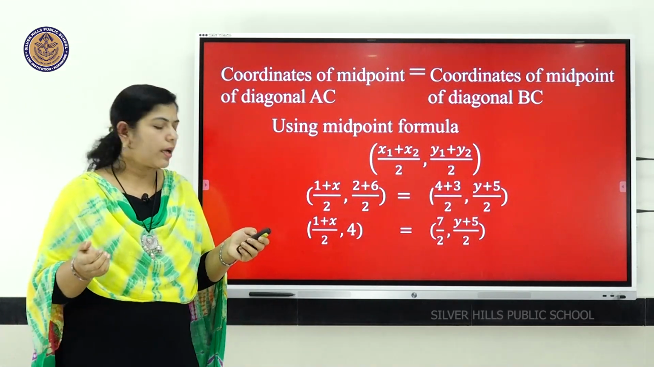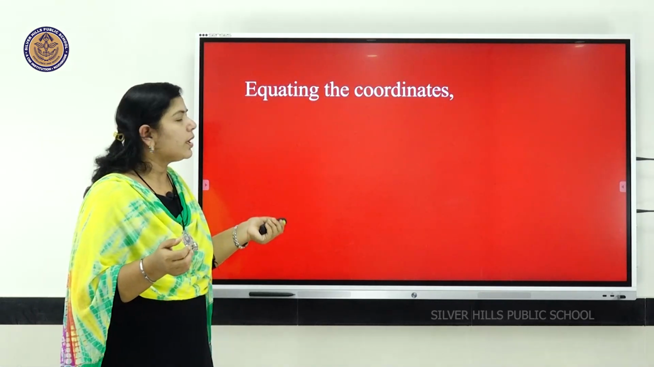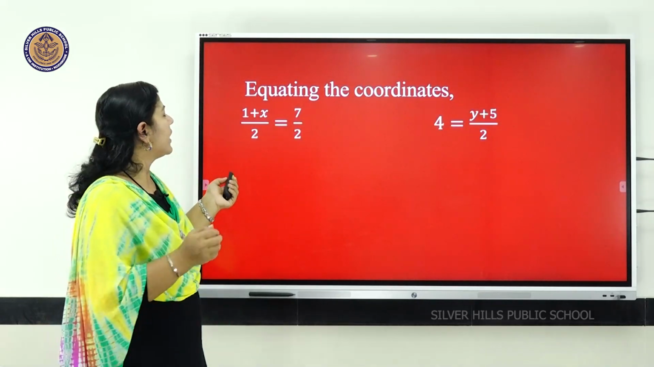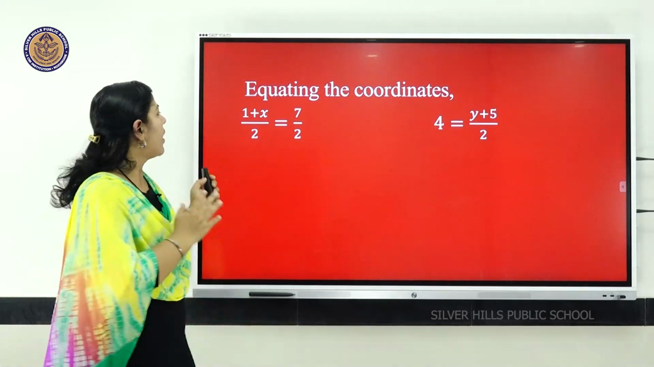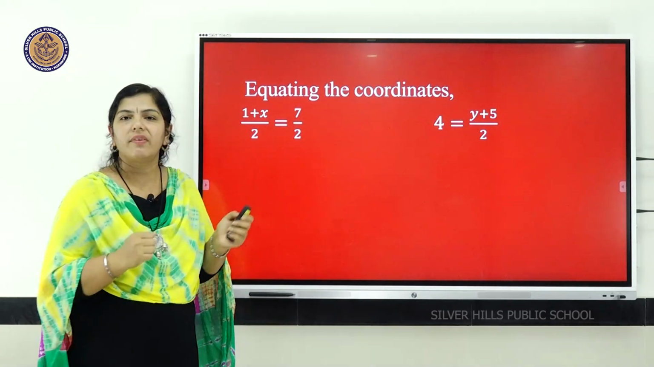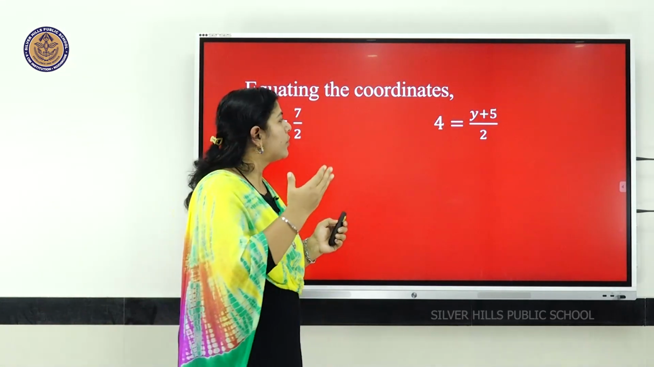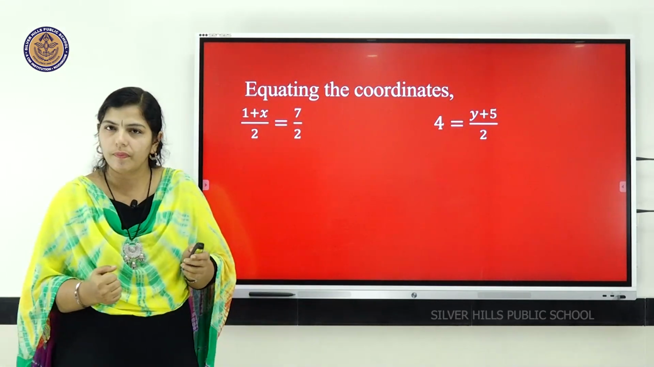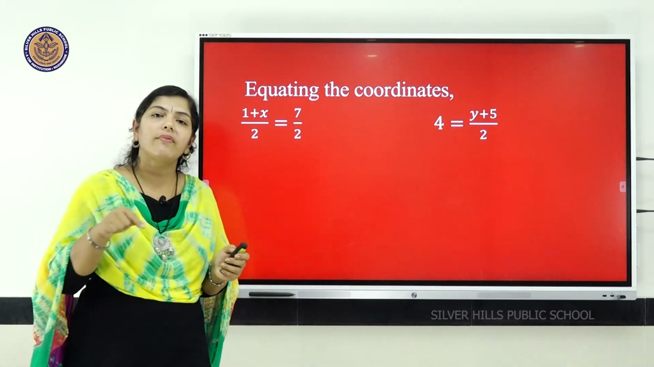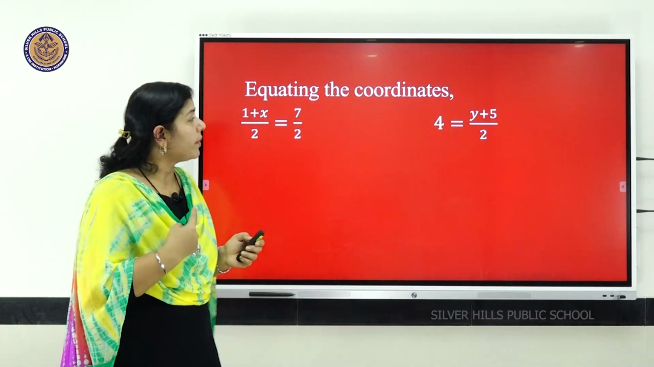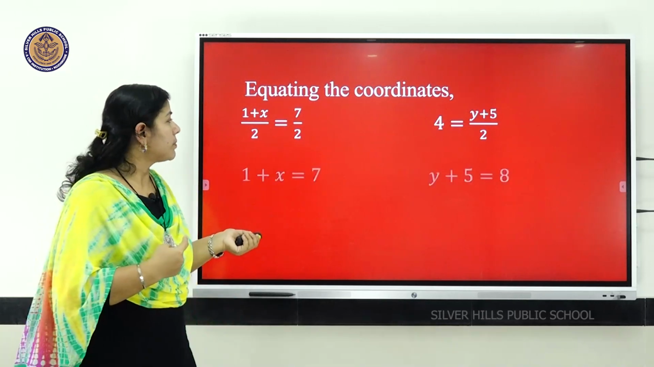So, we can equate the coordinates. How will we equate the coordinates? For the x coordinate, we equate (1 plus x) by 2 equals 7 by 2. For the y coordinate, we equate 4 equals (y plus 5) by 2. Now, we want the values of x and y. So, we want to simplify both, that is, we will cross multiply.